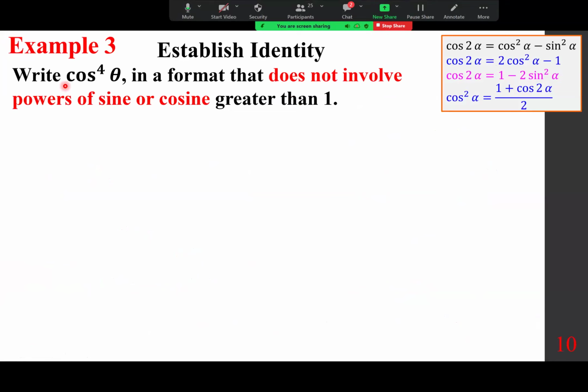Example 3, establish identity: write cosine to the power of 4 theta in a format that does not involve powers of sine or cosine. So cosine to the power of 4 is cosine squared to the second power. That's how you get rid of the powers. And we want to just deal with cosine, by the way. Cosine squared alpha is 1 plus cosine 2 alpha over 2. So cosine squared of theta is 1 plus cosine of 2 theta divided by 2.